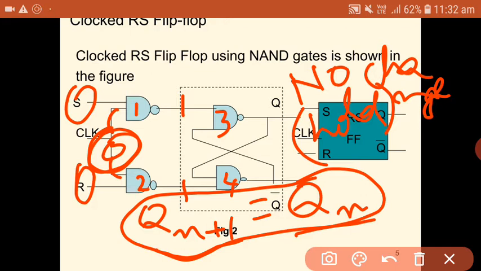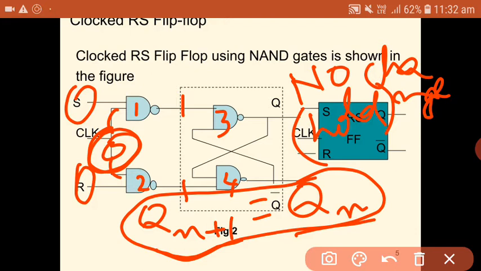Hold state means present output is equal to previous output. Qn plus 1 is equal to Qn, where Qn plus 1 is the present output state and Qn happens to be the previous output state. There is no change in the output unless you apply a clock. So when clock is equal to 0, irrespective of the R and S inputs, the output will be in the hold state only.